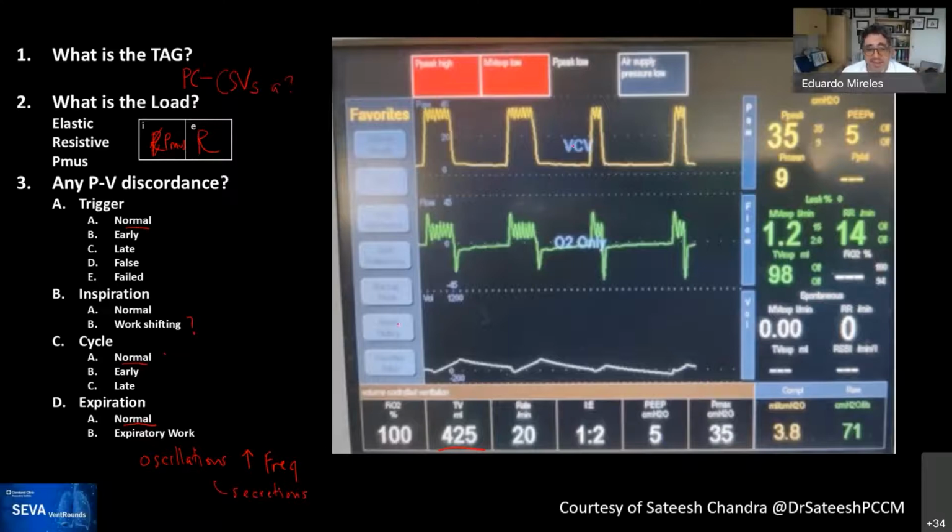So back to basics. This is one of those situations in which the mode reads volume control ventilation, right? And if the mode reads volume control ventilation, you're supposed to be controlling the flow. So I would expect either a square waveform or a descending ramp or a sinusoidal, or you name it, but there should be a geometric form here. And instead of that, you don't see that.